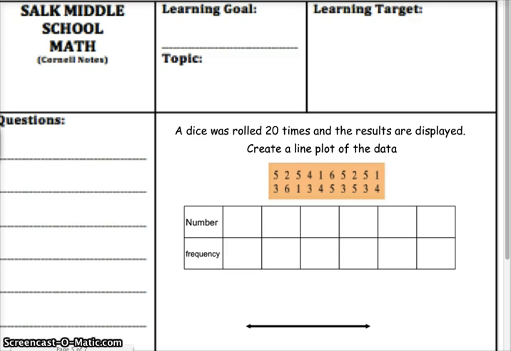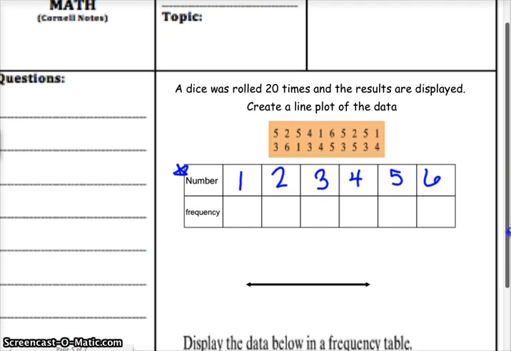A dice was rolled 20 times, and the results are displayed. So this is really my data set. I want to create a line plot of the data. So what numbers do I go to? 1 through 6, right? So my possible numbers are 1, 2, 3, 4, 5, and 6. And now this is where it's pretty nice and easy.